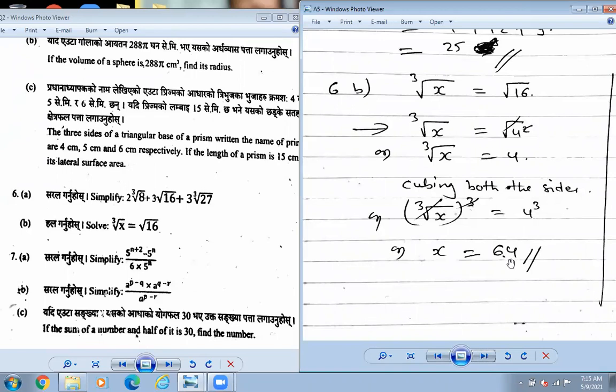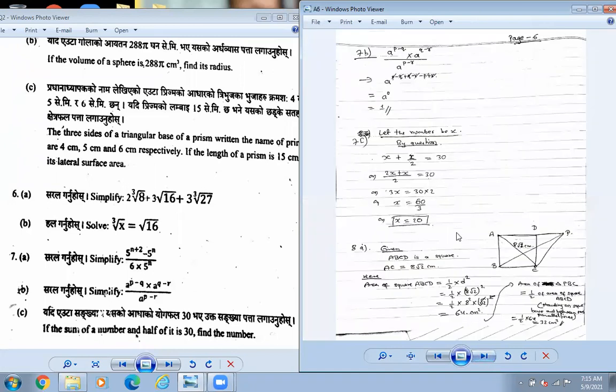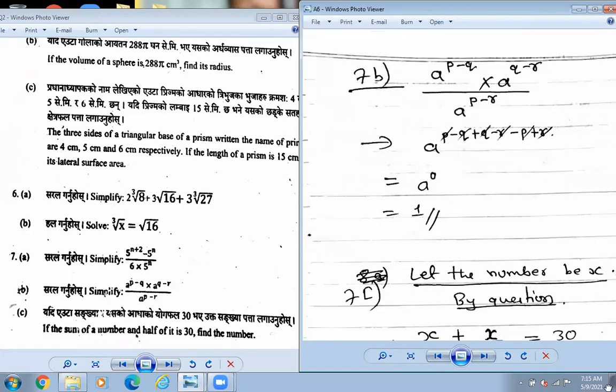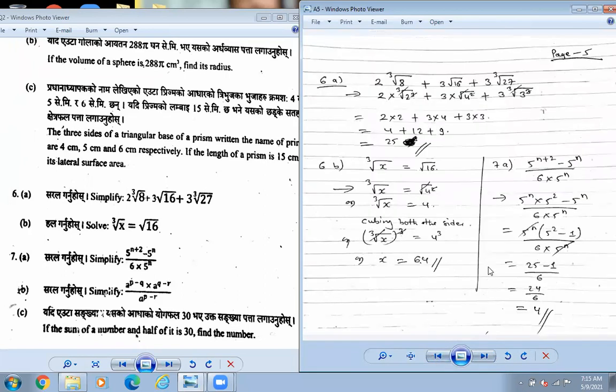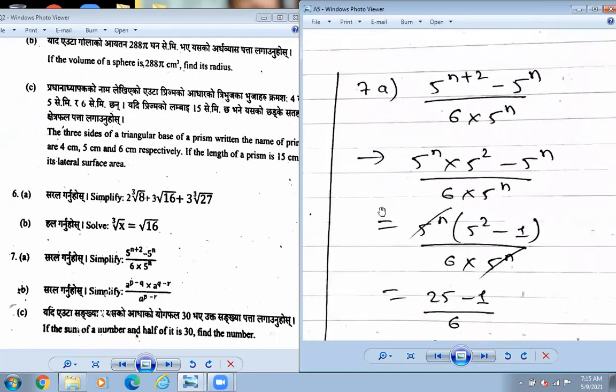Got it? कतिको राइट बनाए तिमीले? Okay, 7 is here. So 7 in number. So you open simple हुन्छ.